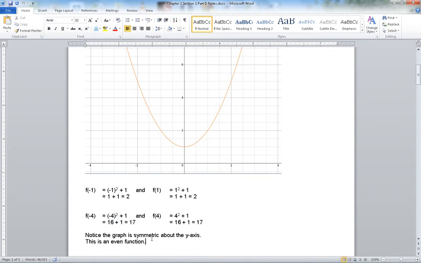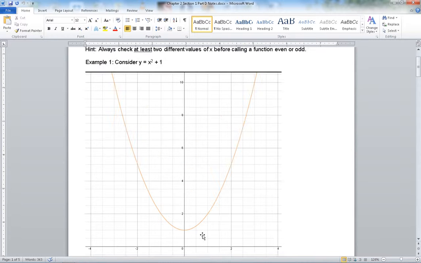Notice that this graph is symmetric about the y-axis, and this actually is an even function. If you take the part to the left of the y-axis and fold this graph on the y-axis and flip it over to the positive side, the left and the right side would line up right on top of each other. That's your definition of symmetry across the y-axis: if you fold about the y-axis, the graph would line up on top of itself.